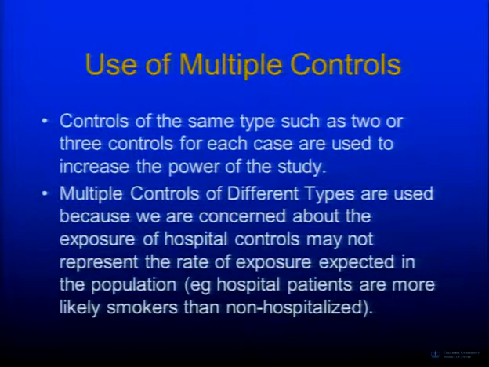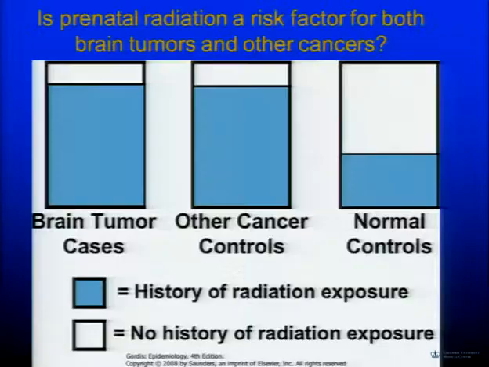Oftentimes, we also use multiple controls of different types. That's because we're concerned that the hospital control may not represent the rate of exposure expected in the population. For example, your hospitalized patients are more likely to be smokers than the non-hospitalized patients. And remember, in the pancreatic cancer and coffee drinking study, the GI control just drank less coffee. So you want to be careful that whatever that control group is, it is not biased for some reason. Sometimes we use multiple controls just to try and get at this.